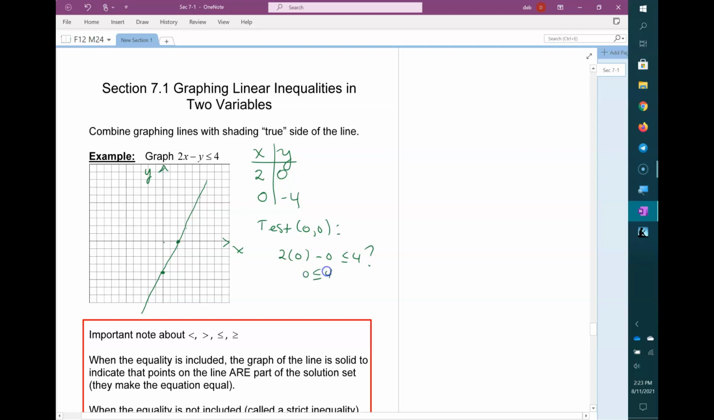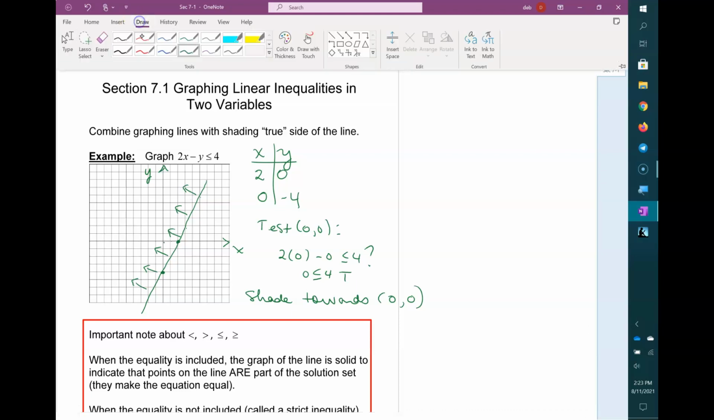And 0 is definitely less than 4. So we're going to shade towards 0, 0. So 0, 0 is on this side of our line, so that's the solution side.